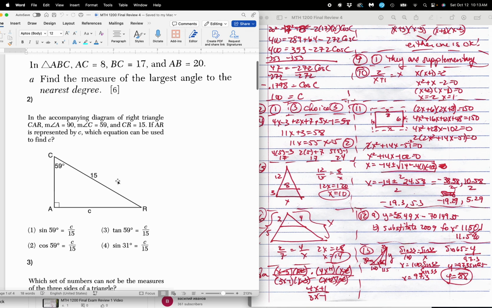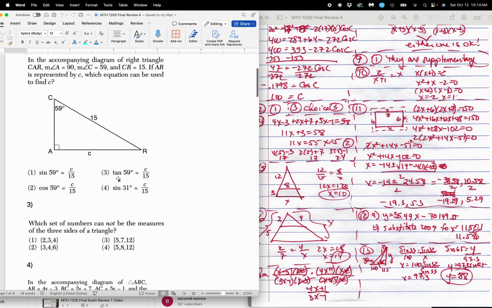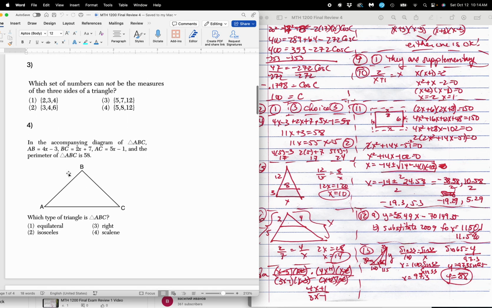Okay, number 2. Accompanying diagram of right triangle CAR. Which equation can be used to find C? As I look at C, what I notice is that C is opposite to 59, and then there's the hypotenuse of 15. So opposite and hypotenuse is sine. So the sine of 59 is C over 15. Remember SOHCAHTOA, right? SOHCAHTOA.